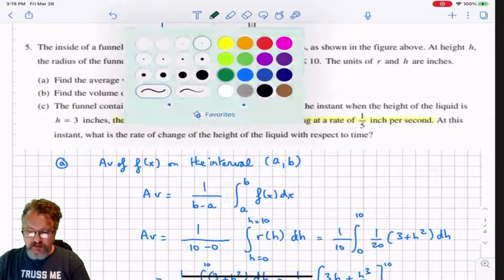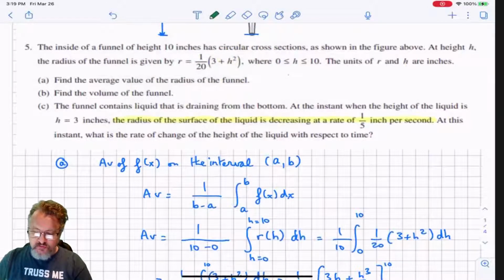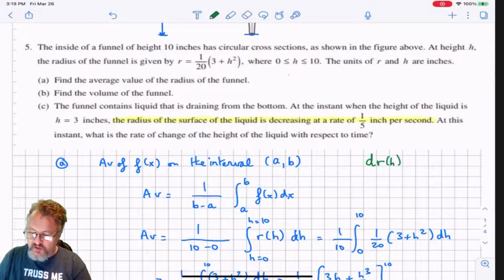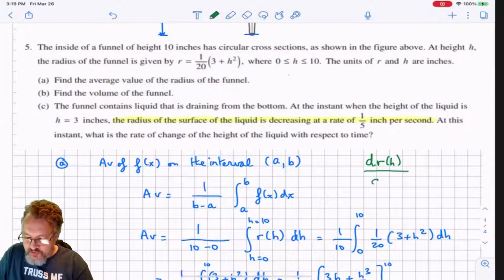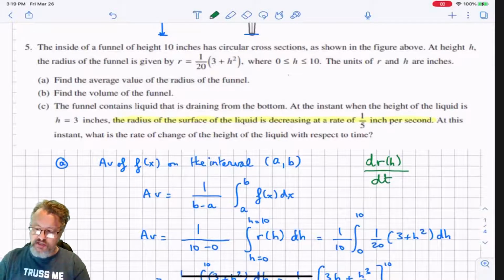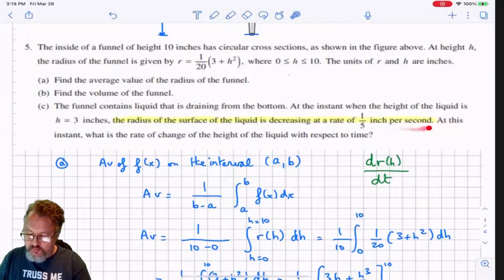So the radius of the surface of the liquid is decreasing at a rate of 1.5 inch per second. So what does that mean exactly here? We have the word rate, so we know it's a derivative. So it's going to be the derivative of the radius, which is a function of h, as it relates to the time. How do I know as it relates to the time? It's because it's inch per second. So per second means it's going to be time right here. And so this is going to be equal to negative 1/5 inch per second.